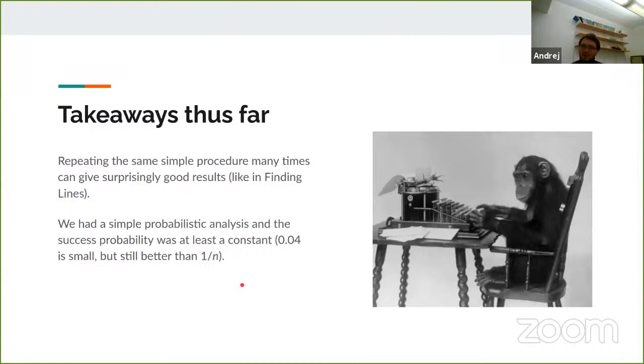So in a way, we were lucky thus far. And it's not clear whether we can do anything if the probability depends on the size of the input. But now we'll turn to a problem where the probability of failure and the probability of success do indeed depend on the size of the input, but we can do something about it.